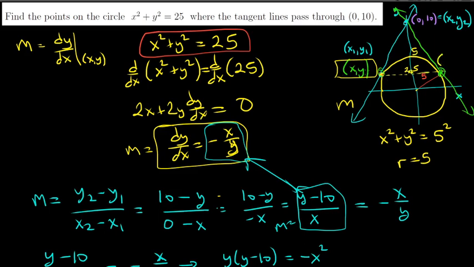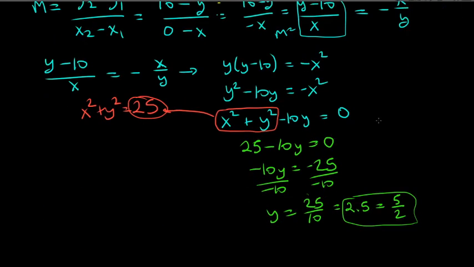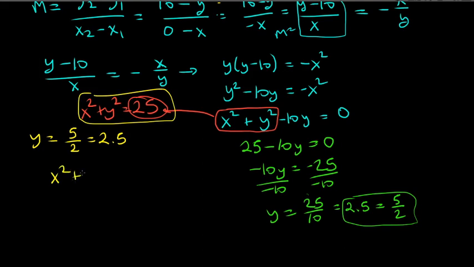And you can see what's going to happen here with the x's. You're going to get the opposite x's. One will be positive, one will be negative, right? So there you go. Y is just 5 over 2 or 2.5. Now how do we find x? Well, it's on the circle, right? So replace y with 5 over 2.